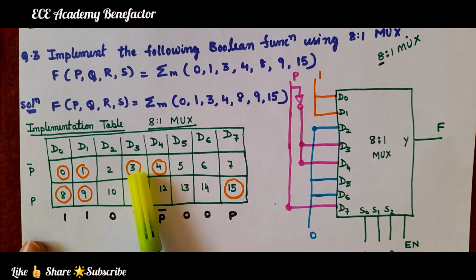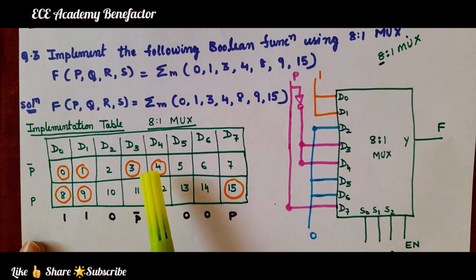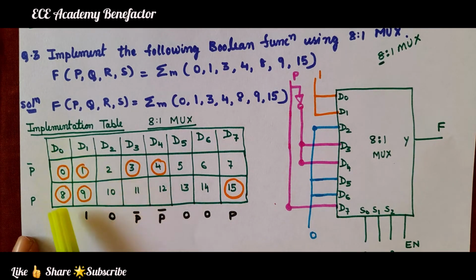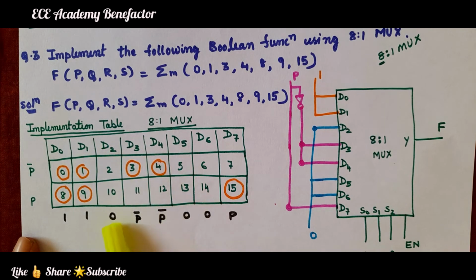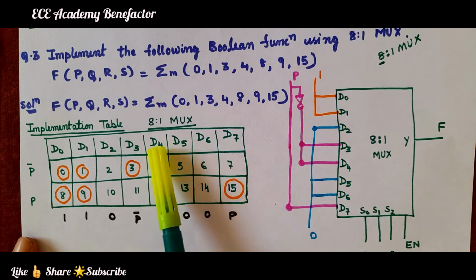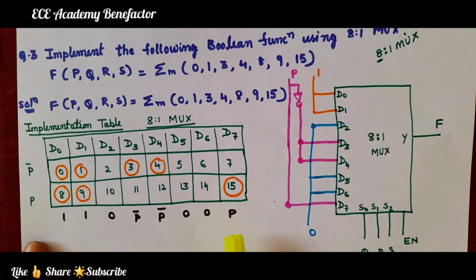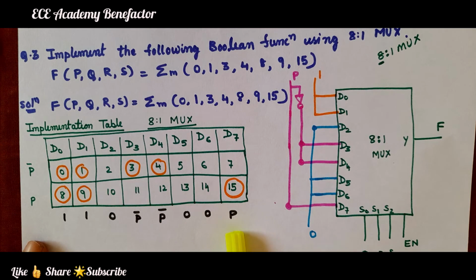The above one is circled, so its value is equal to P bar. None are circled, so it's connected to 0. The bottom one is circled, so it will be P. So what does it mean? The input D0 is connected to 1, D1 is connected to 1, D2 is connected to 0, D3 is connected to P bar, D4 is connected to P bar, D5, D6 are connected to 0, and D7 is connected to P.